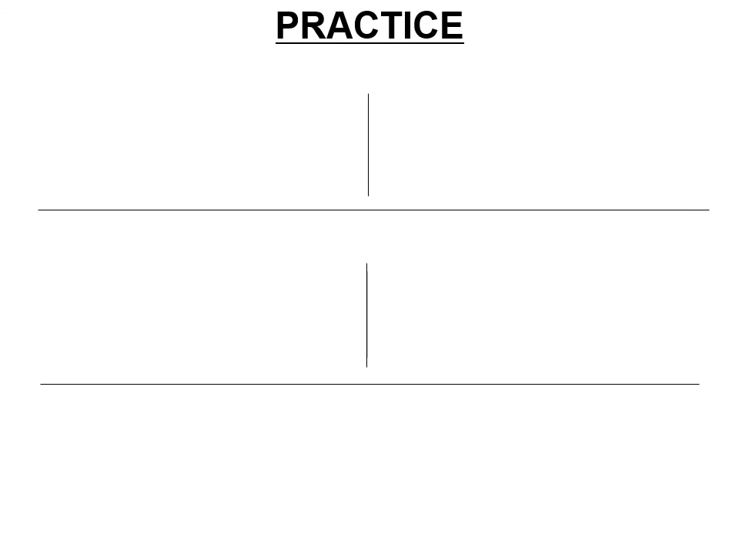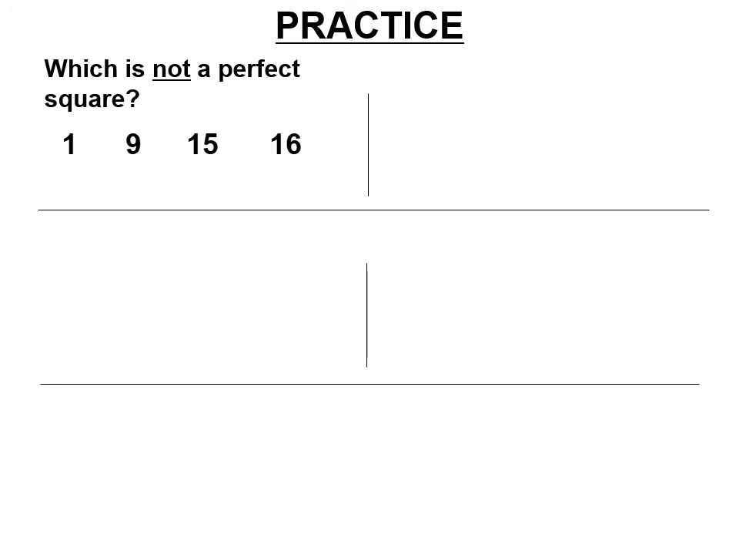Okay, let's practice. Which is not a perfect square? That one. Square root of 16 is 4. Square root of 9 is 3. Square root of 1 is 1. Square root of 15 is not a perfect square. It's 3.9 or 3.8 approximately, right? Because it's a little less than 4.